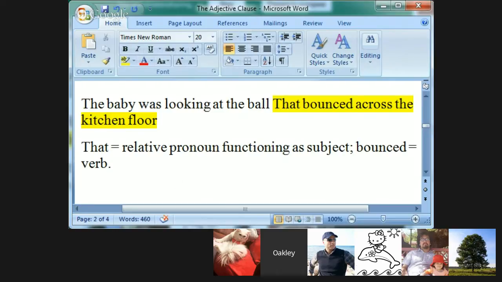Okay, David, do I have to use that, or can I use another relative pronoun? Let's see, it could also be which, right? Yes, it could be. All right, very good. We can use that or which pretty much interchangeably. Yes, that is correct.